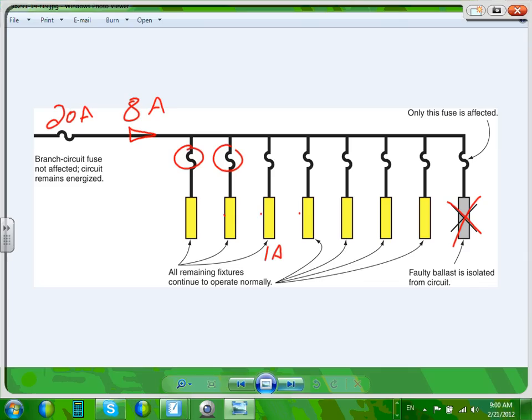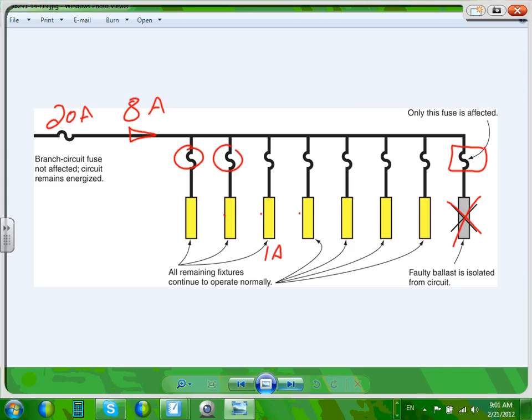So what they do sometimes is they have an inline fuse with each one of these fixtures. So if this fixture is shorted, it wouldn't take the circuit breaker. It's not a code requirement. They're called supplemental overcurrent protection devices, which you can add to protect that particular fixture. By doing it this way, you have better protection for the fixture and you increase the reliability of the system.